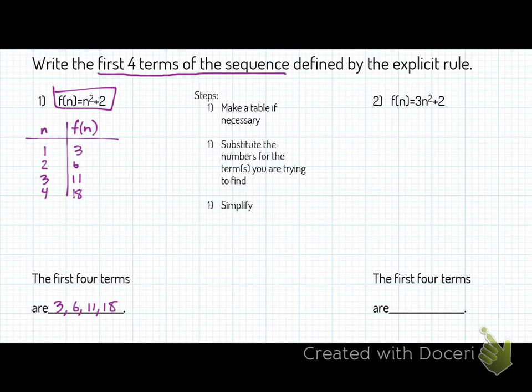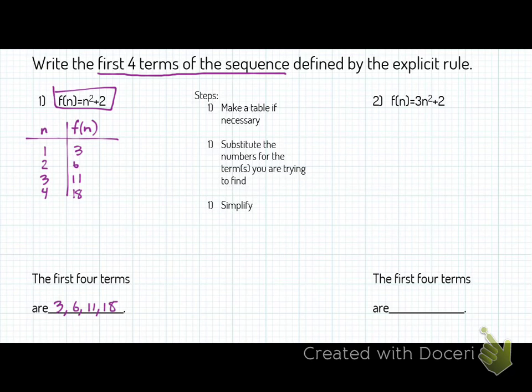Does that make sense? That's all we're doing, right? Couldn't we keep doing this forever? Yeah, you could, but I only care about the first 4 in this problem. Sometimes it's going to ask you for the 20th term, sometimes the 100th term, sometimes the first 5 terms, or sometimes it's going to say which term it is. Anyways, that's number 1.